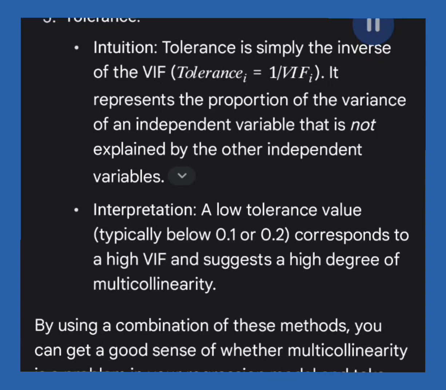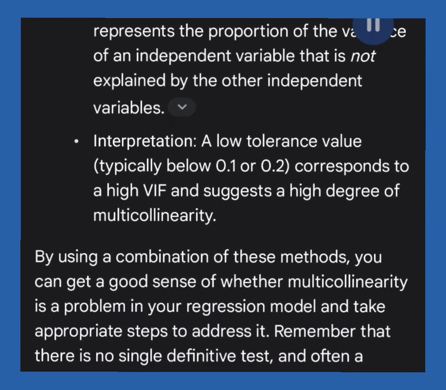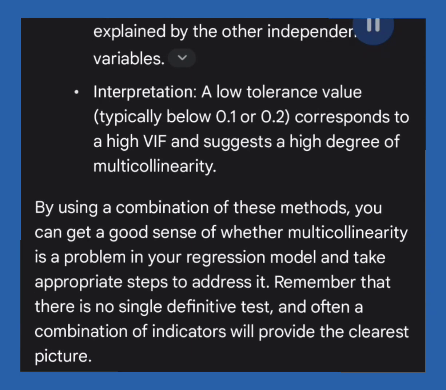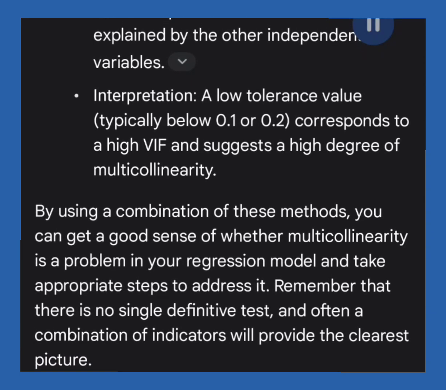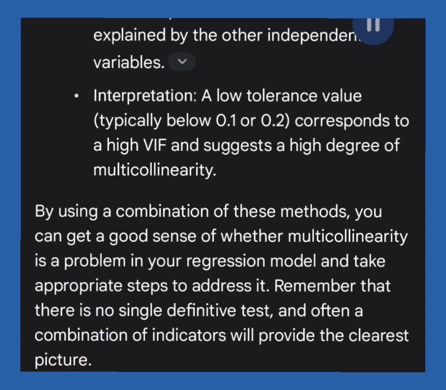Interpretation: a low tolerance value, typically below 0.1 or 0.2, corresponds to a high VIF and suggests a high degree of multicollinearity. By using a combination of these methods, you can get a good sense of whether multicollinearity is a problem in your regression model and take appropriate steps to address it. Remember that there is no single definitive test, and often a combination of indicators will provide the clearest picture.